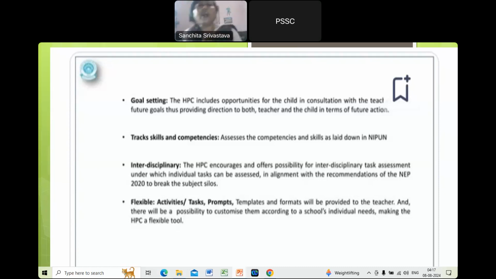Now, interdisciplinary. What is interdisciplinary? When we combine two subjects together, right? The HPC encourages and offers possibilities for interdisciplinary task assessment, under which individual tasks can be assessed in alignment with the recommendation of NEP 2020 to break the subject silos.